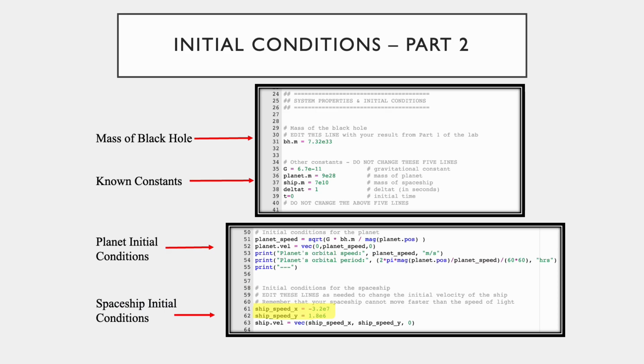For part 2, the initial conditions include the mass of the black hole, which I found from part 1, and the known constants that are given to us, such as the G constant, the planet and ship masses, and delta t. We are also given the planet initial conditions. The spaceship initial conditions were the values that I had to create through trial and error to ensure that the spaceship gets as close to the black hole without crashing or getting sucked in. My answers will be explained later.